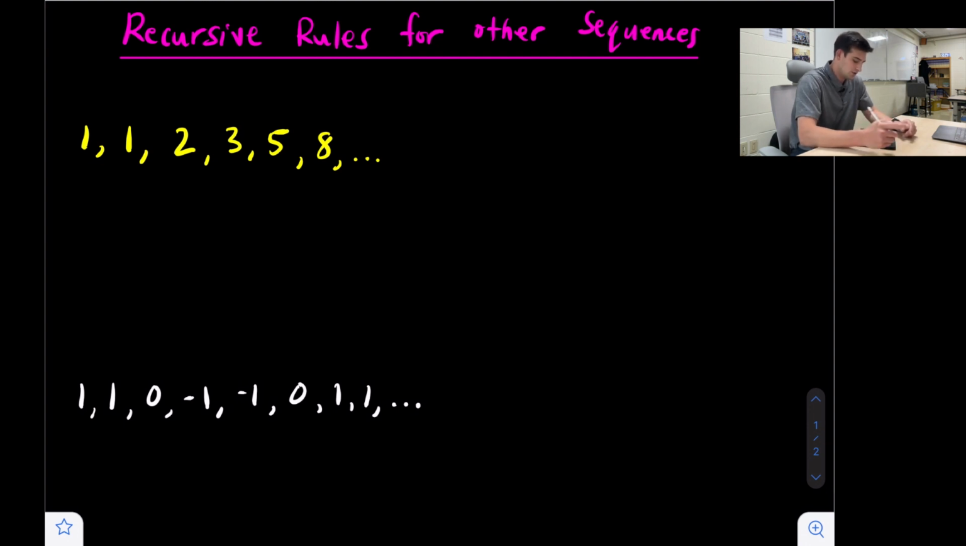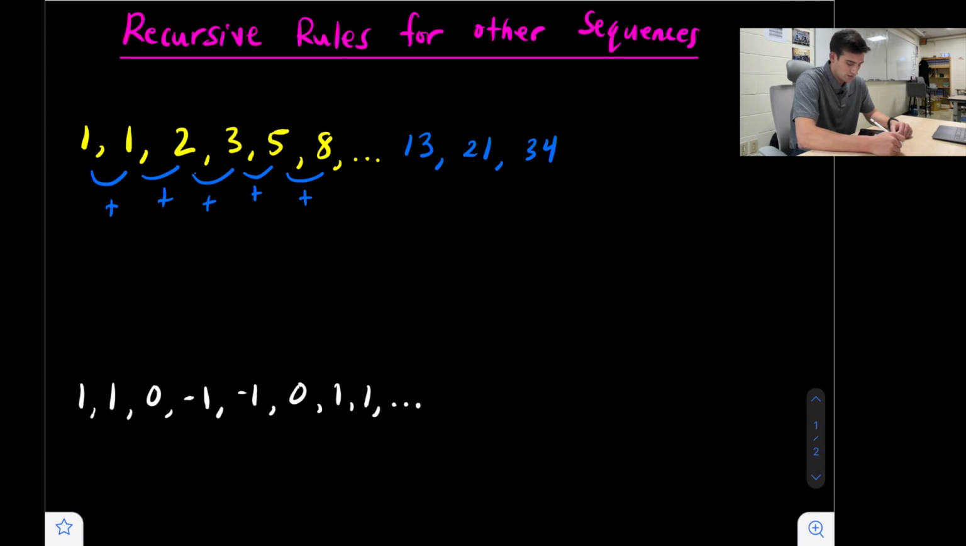We have 1, 1, 2, 3, 5, and 8. So hopefully we can recognize the pattern here, and maybe you've seen a sequence like this before. We take these two terms and we add them together to give us the next term, right? So 1 plus 1 is 2, 1 plus 2 is 3, 2 plus 3 is 5, 3 plus 5 is 8, 5 plus 8, so on and so forth, right? So we could write the next couple of terms here. So 5 plus 8 would be 13, 8 plus 13 would be 21, and 13 plus 21 would be 34, okay?